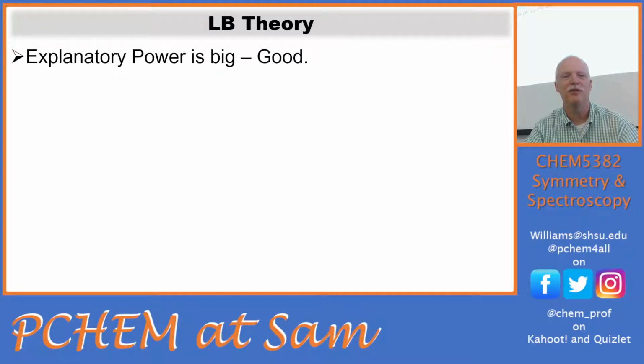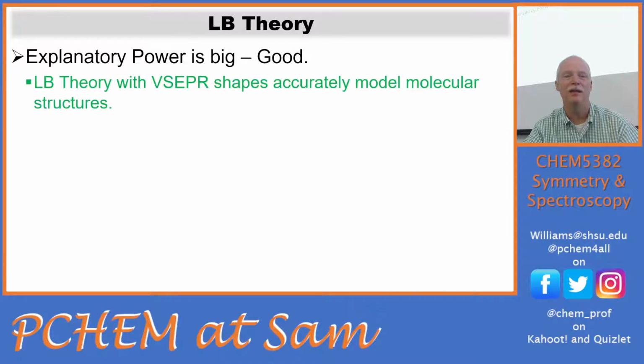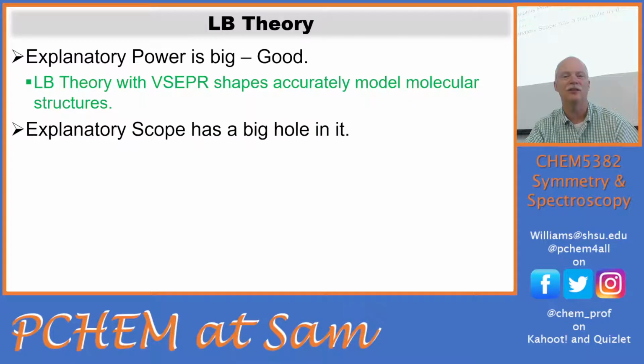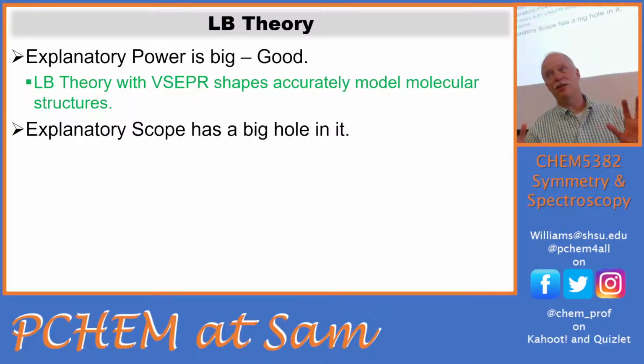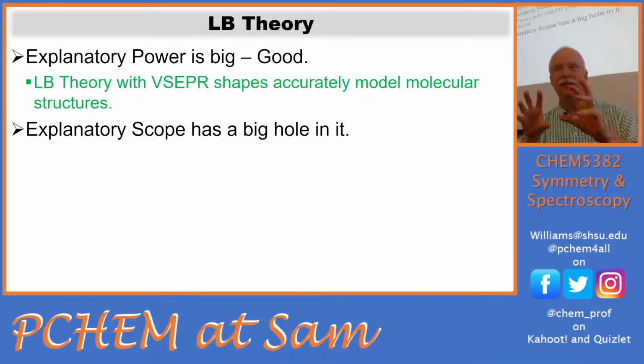So its explanatory power is big. With the Vesper shapes, they accurately model molecular structures. And there's a lot of molecular structures that it works on. In fact, it's good enough to give us all of those initial guesses for Gaussian. So we use Vesper theory, local bond theory, to give us our initial structures in Gaussian, and then Gaussian cleans them up.